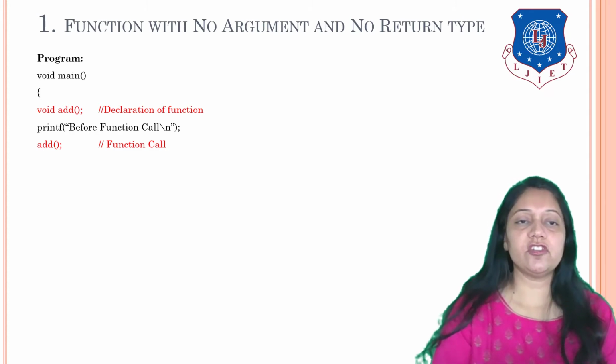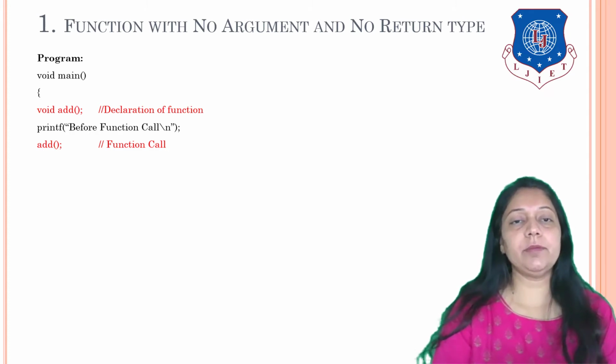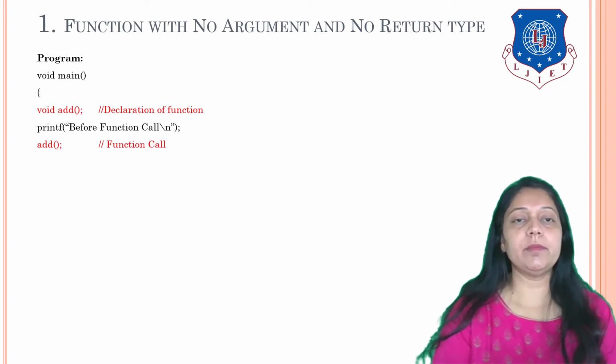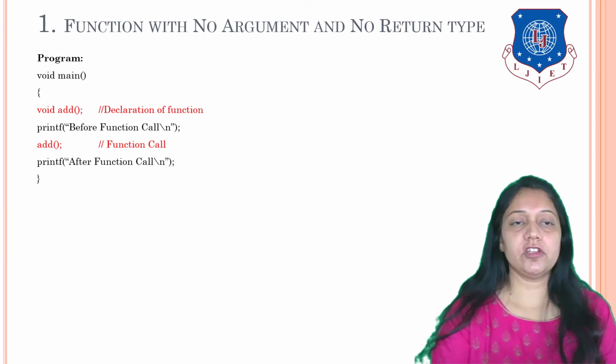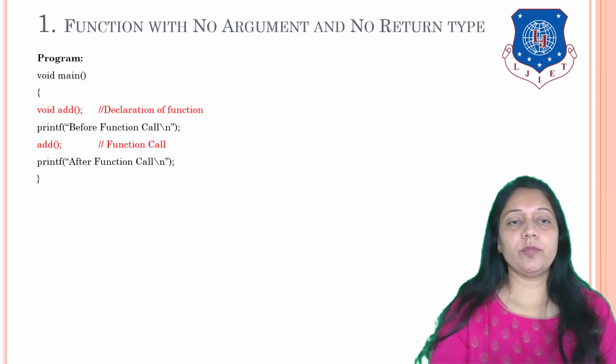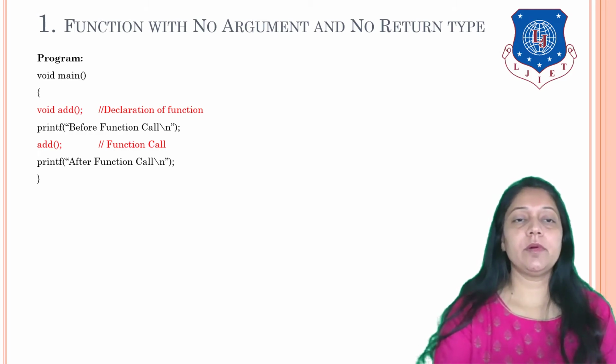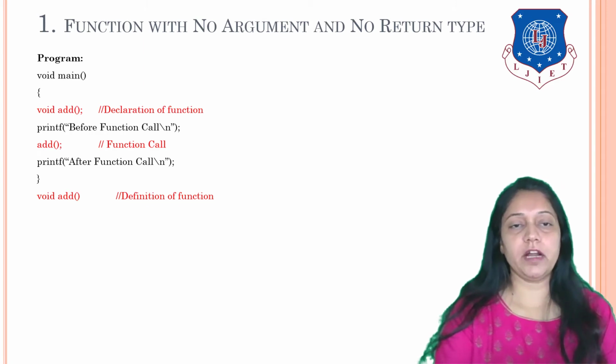How are you going to call the function? Add and empty brackets. The function is not going to return any values, neither is it going to pass any values. So we'll keep the brackets empty. And after calling the function, I have mentioned one more printf statement, that is after function call. So this is the end of my calling function main. I have done the declaration, I have called the function add. Now whenever I call the function add, my compiler will go to the definition part of the function.